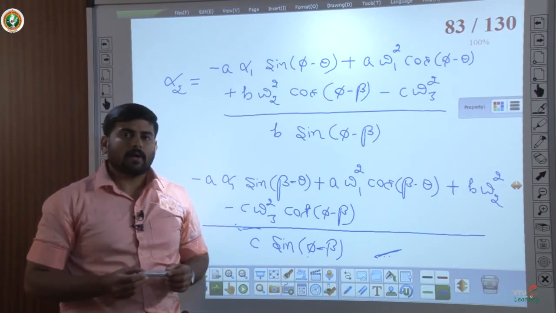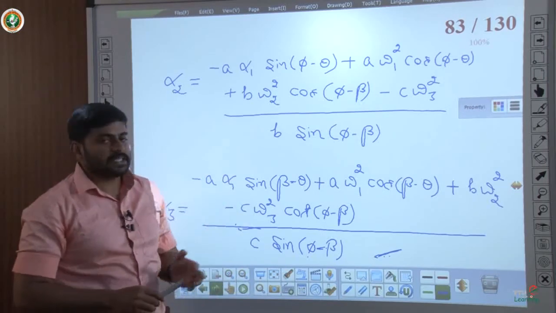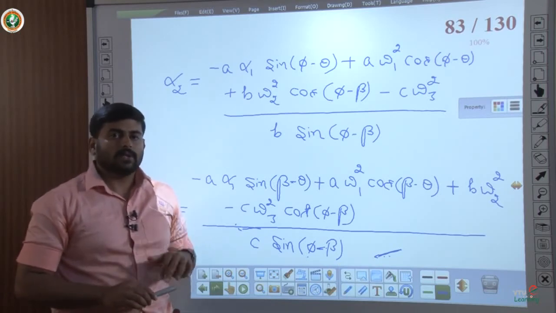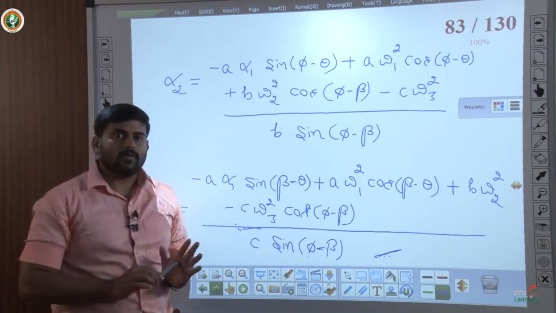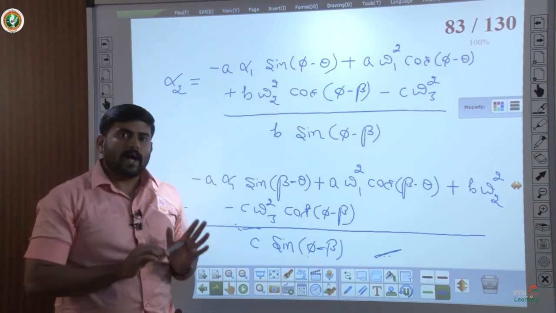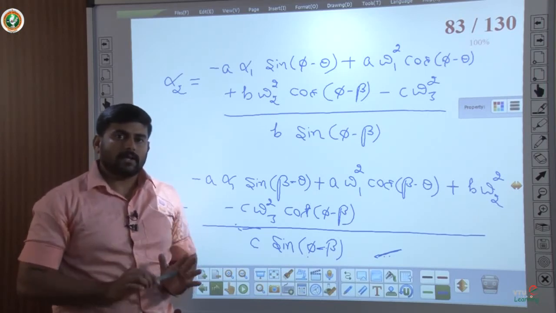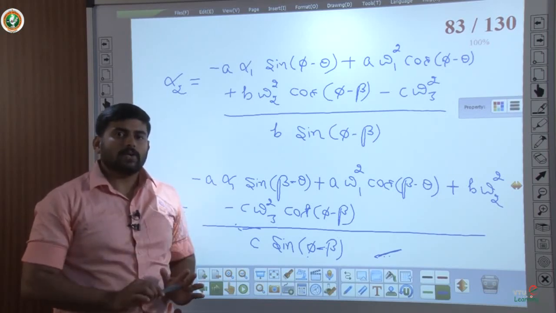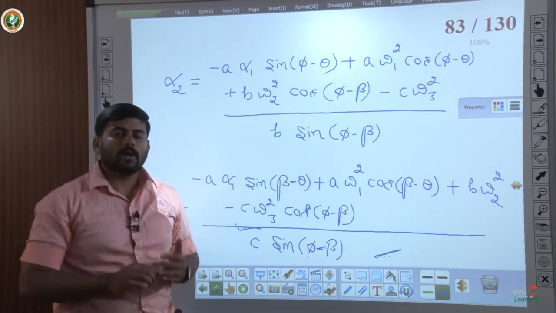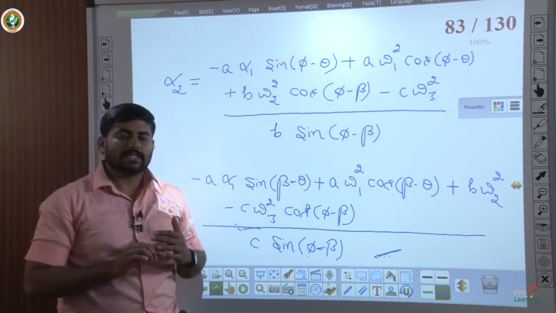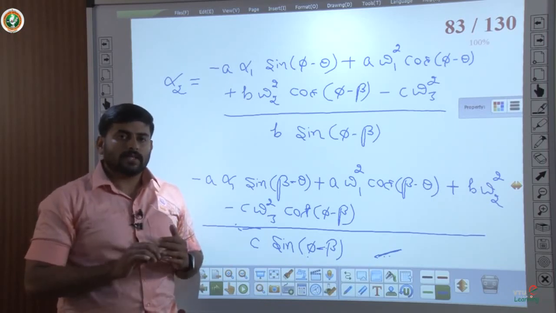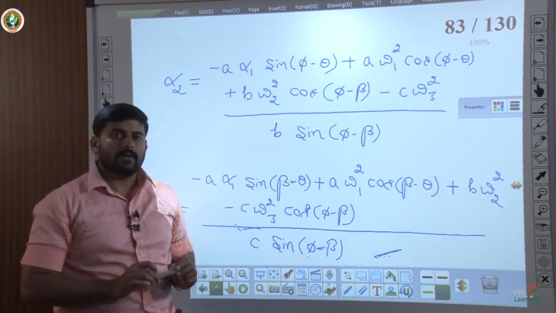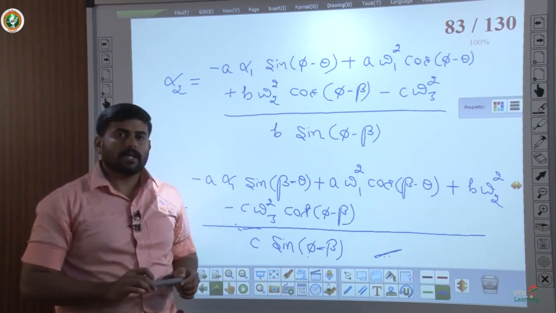To solve numerical problems, we should know these formulas what we have derived in our previous lecture as well as in today's lecture. That is, you should be thorough with lecture number 5 and 6. Whatever derivations we have done in these two lectures, lecture 5 and lecture 6, should be clearly known. Then only we can solve numerical problems on 4-bar mechanism based on Freudenstein's approach. So you should kindly go through these two lectures and list out the formulas what we have derived, using which we can solve numerical problems.